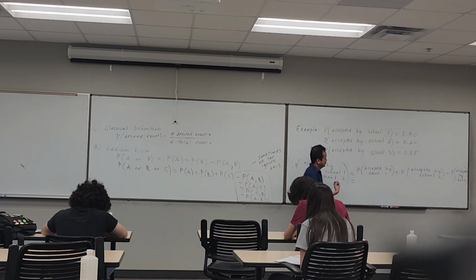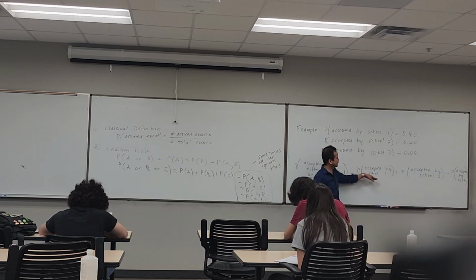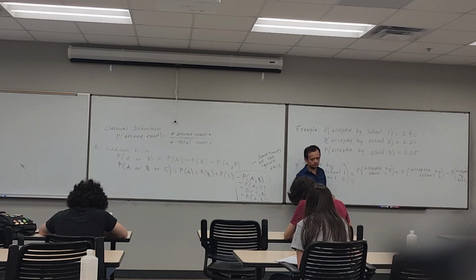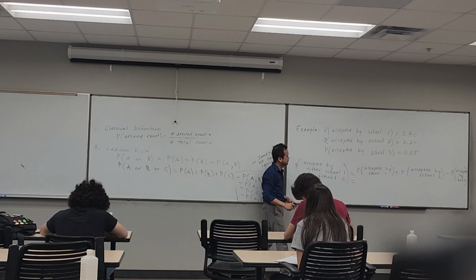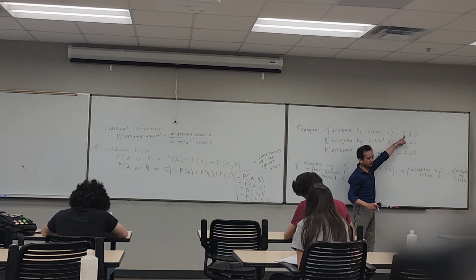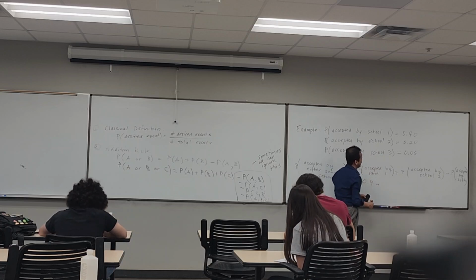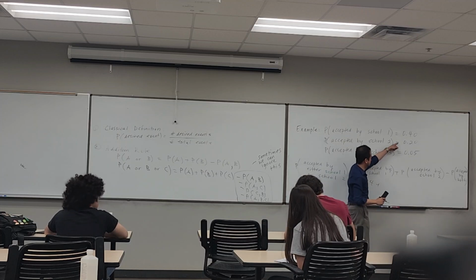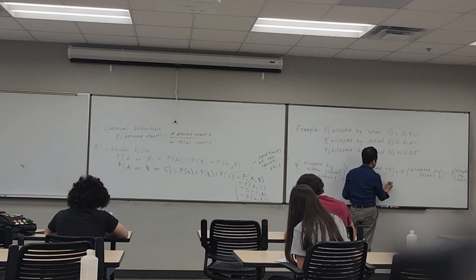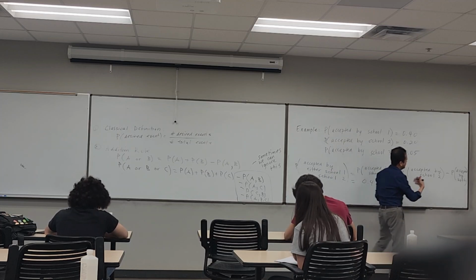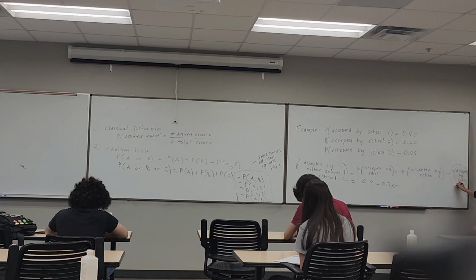So let's work out what this probability might be. What's the probability you get accepted by just school one? 40%. Yeah, that'll be the 0.4 that's given directly. What's the probability you'll get accepted by school two? Yeah, 0.2. But now we need to subtract out the overlap. What's the probability that you'll get accepted by both? That means that school one has to accept you and school two has to accept you.